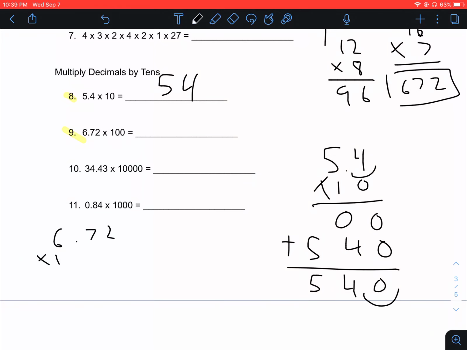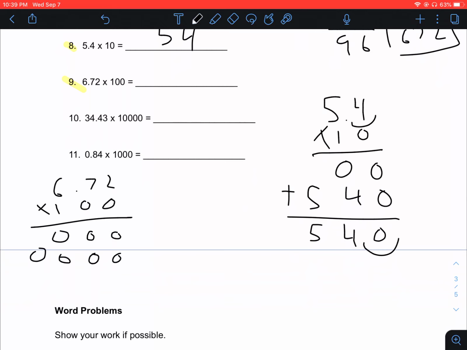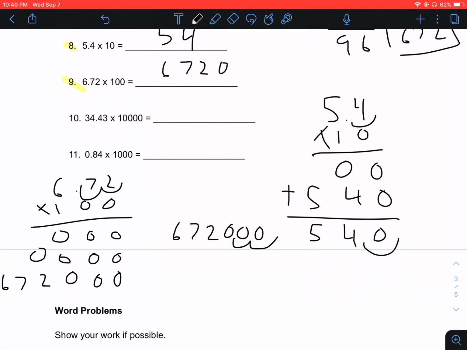6.72 times 100. 276. And if we add them, we get 672,000. And we are moving by 2, again, 1, 2. So our answer would be 672.